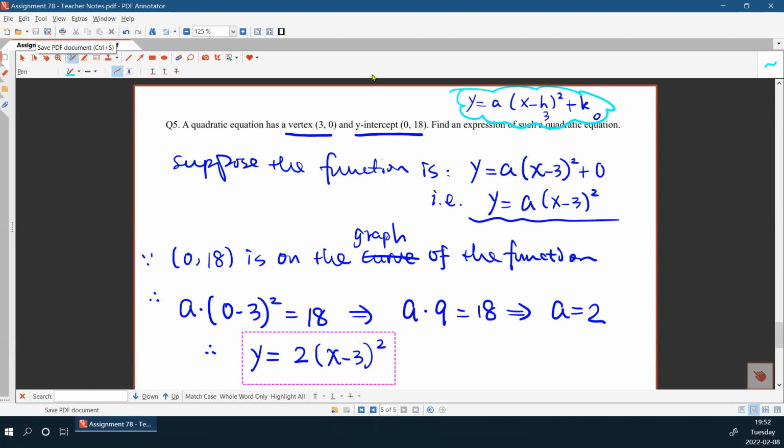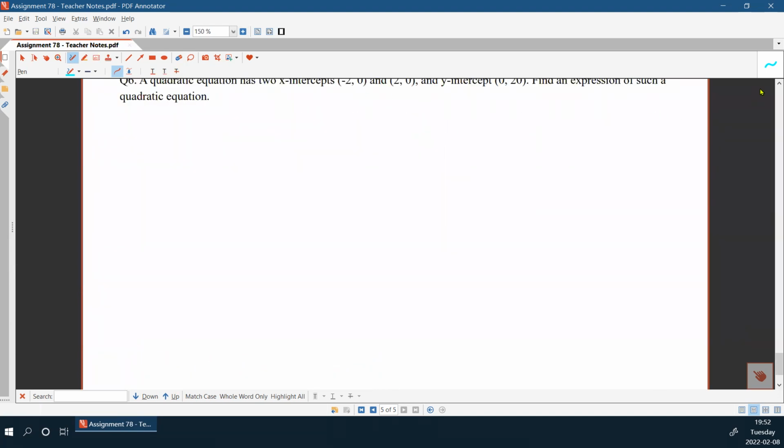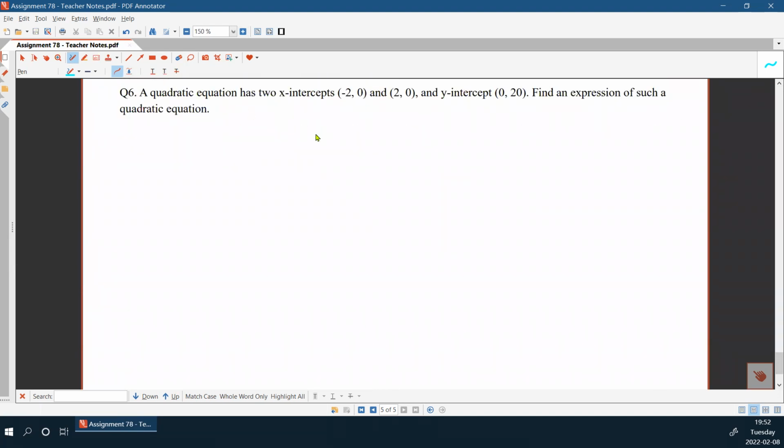Okay. All right, last question. Question 6 is actually similar to question 4, right? Except this is an English statement rather than a graph. Again, this time we do not know the vertex, but we know three points on the curve, right? The two x-intercepts, apparently, are points on the curve, right? The y-intercept is also a point on the curve.